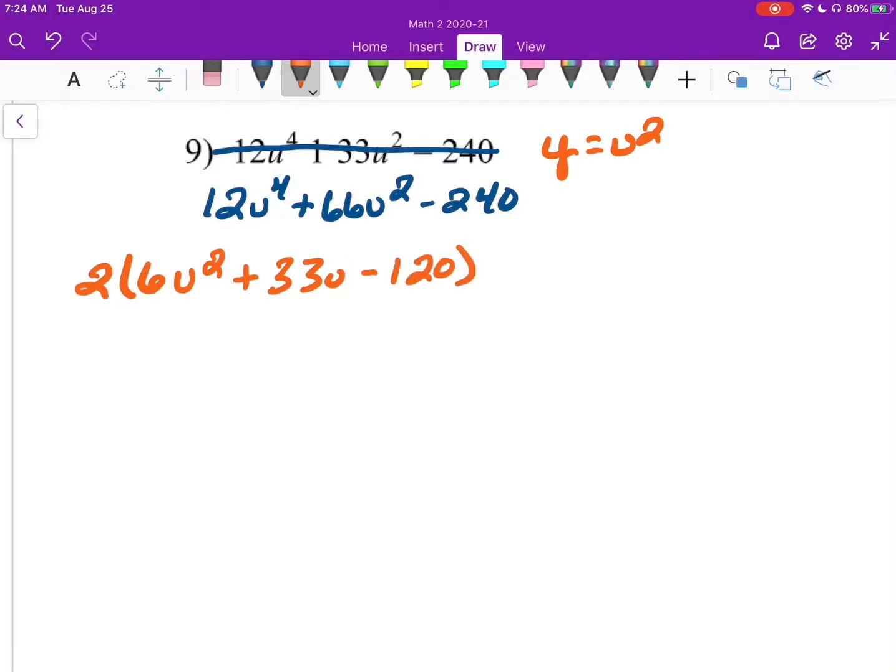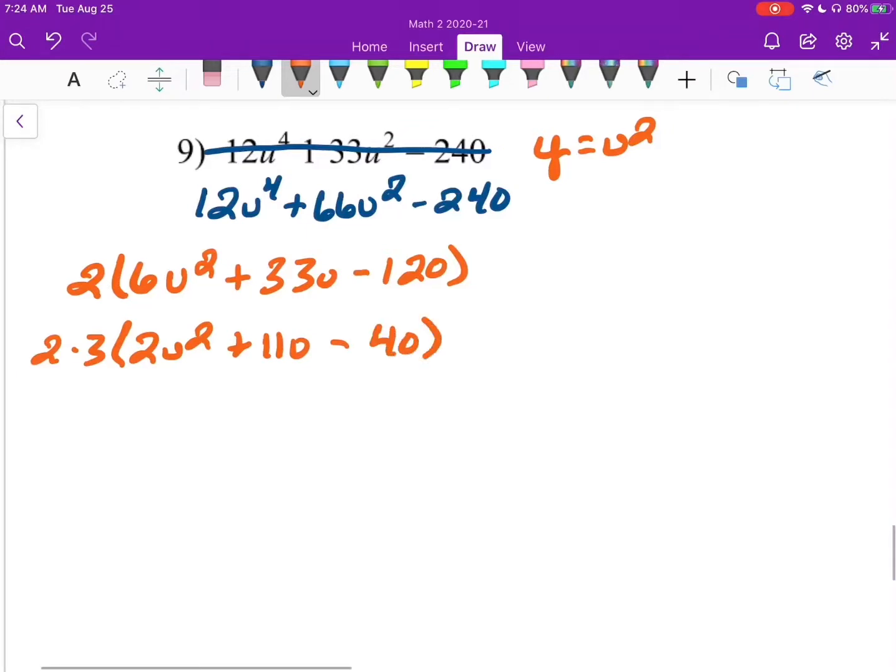Is there another number we can pull out? Everything's a multiple of 3. Let's pull a 3 out now. So we're going to have 2 times 3. We'll have 2u squared plus 11u minus 120 divided by 3 is 40.